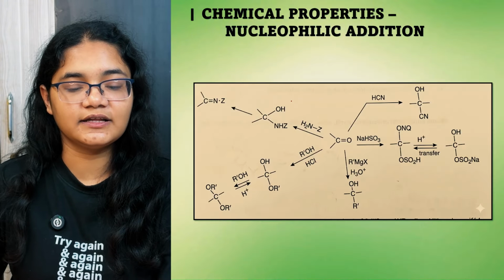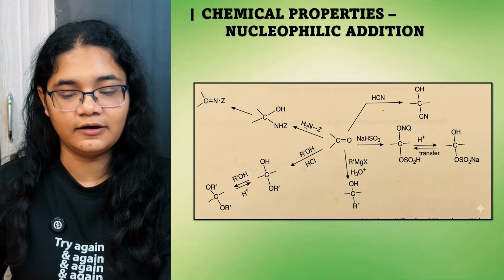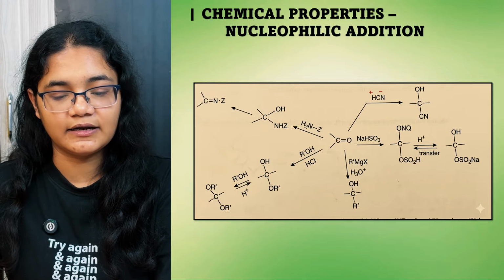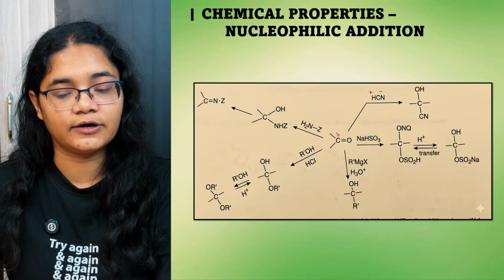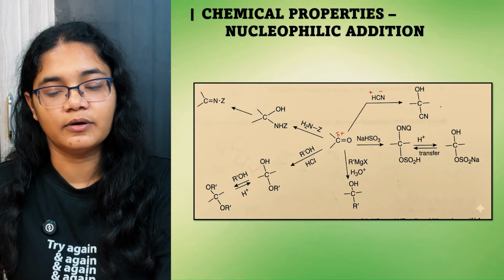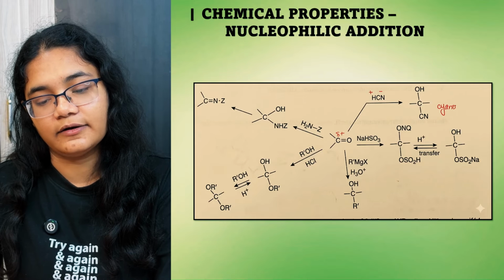So the first one is the addition of HCN. Here this is H plus and this is CN minus. The CN minus attacks the electrophilic carbon, and OH and CN will be formed, and this is called cyanohydrin.